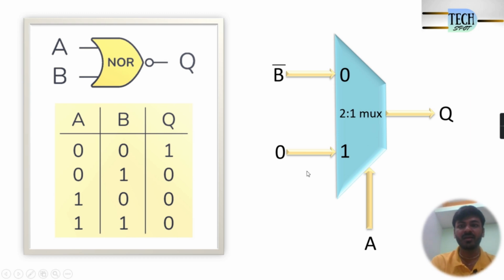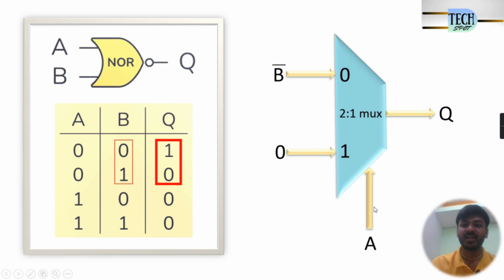If we see the working principle of this 2:1 mux, if select line A is equal to 0, the output Q will be B bar. So if we see in truth table, when select line A is equal to 0, in output I am getting B bar. B is 0, output is 1, B is 1, output is 0.